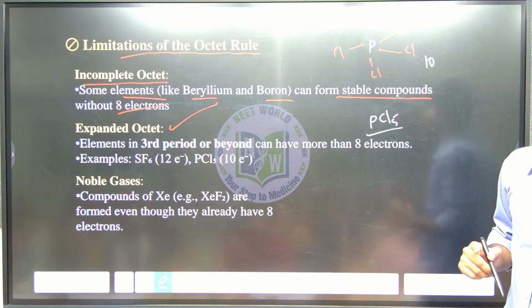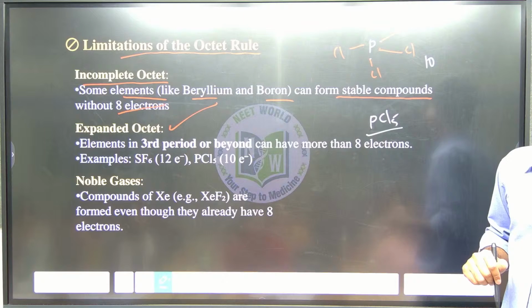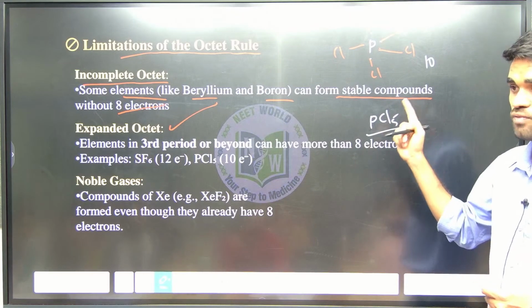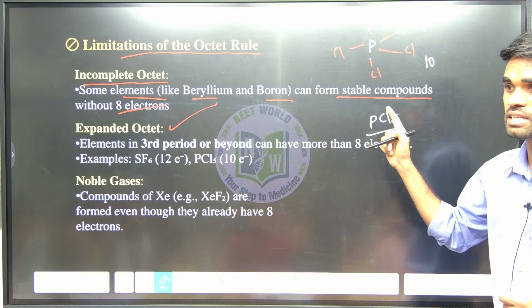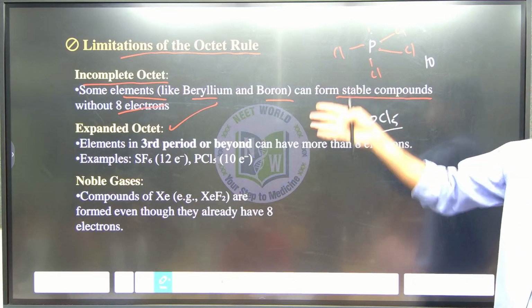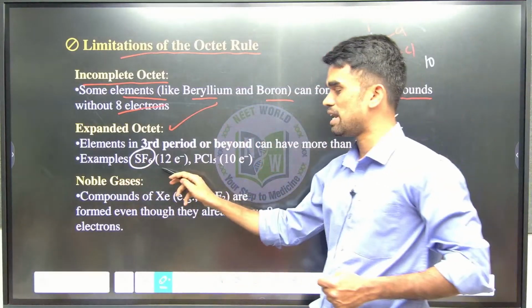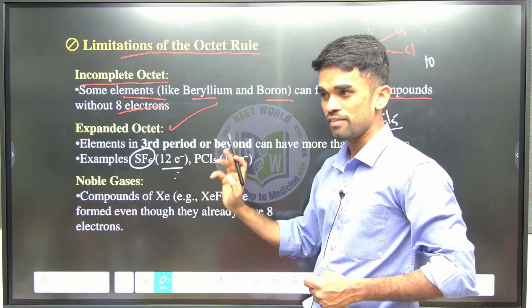So we can say it as an expanded octet. But it is also existing. Okay, it is not following octet rule, but it is existing. Can we say this is a limitation or the failure of octet? Okay, next, what about this one? It has 12 electrons. Okay, it is also having expanded octet.